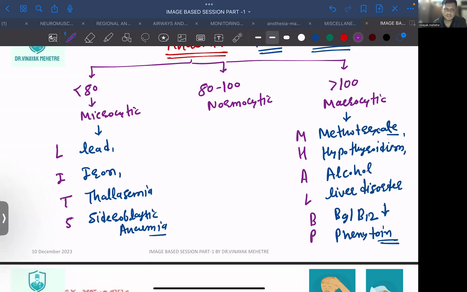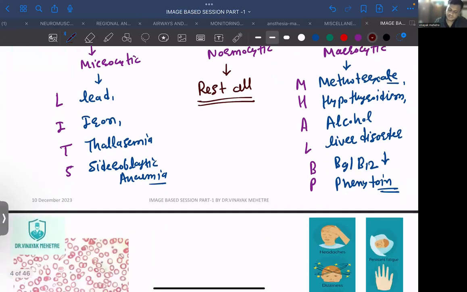Now, the classification is over. One question comes on a classification. If you are seeing the diseases or the drug from the given table, then it is microcytic or macrocytic. Rest all will go in normocytic, normochromic anemia. Some of you have used the Seetal mnemonic. No, it is no more.